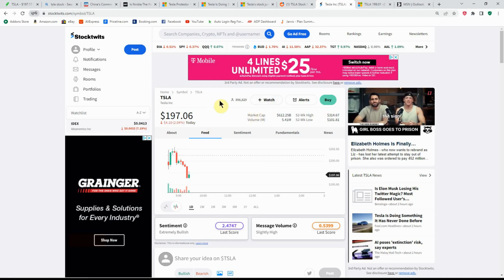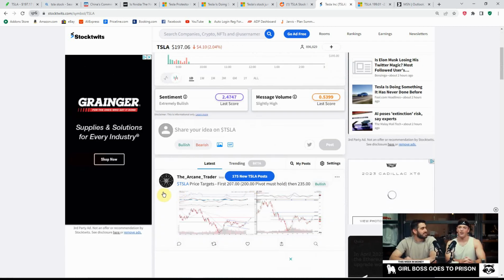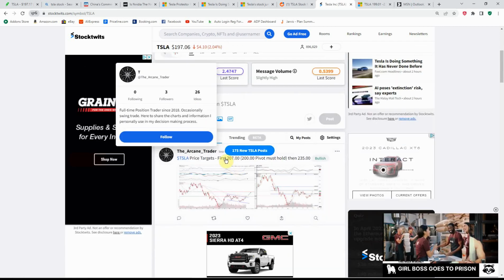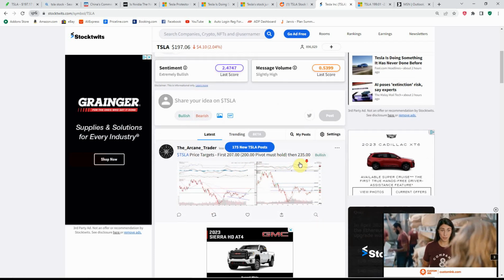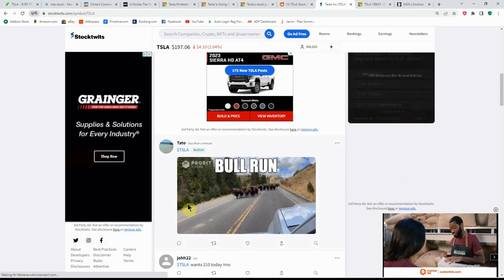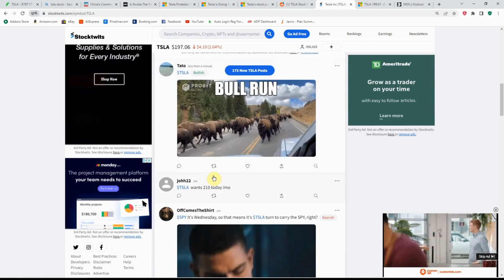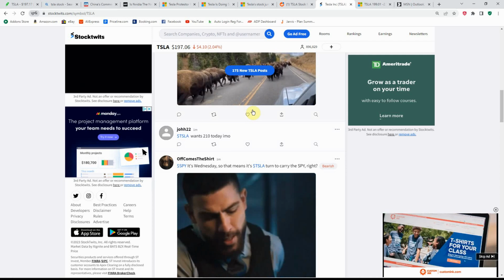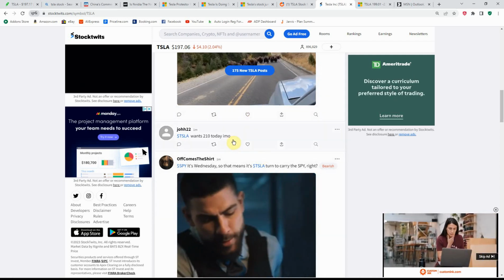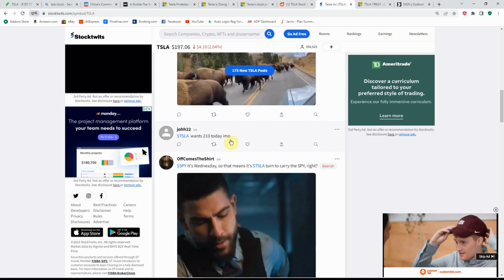So over here on StockTwits, currently at $197.06. Target price first 207, pivot must hold, then 235. Maybe it's going to keep going up. When it hit the 200s before, I was thinking about selling. I wish I would have now and bought in the 150s, but that would be a perfect day, and we don't have perfect days around here too much.